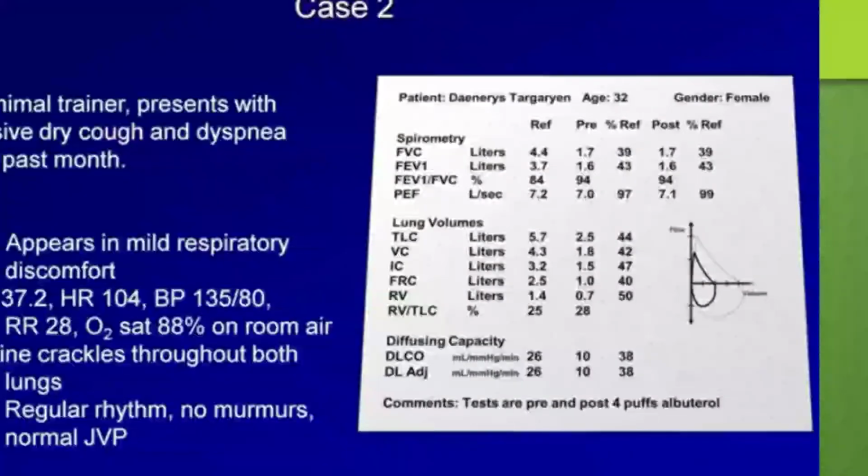The first measurement should be FEV1/FVC. FEV1/FVC is 94% of the predicted normal. FVC is reduced to 39% of the predicted value. And the third parameter should be total lung capacity. Total lung capacity is also less, it is 44% of the predicted value.